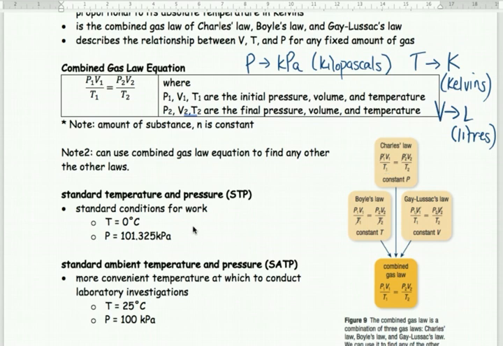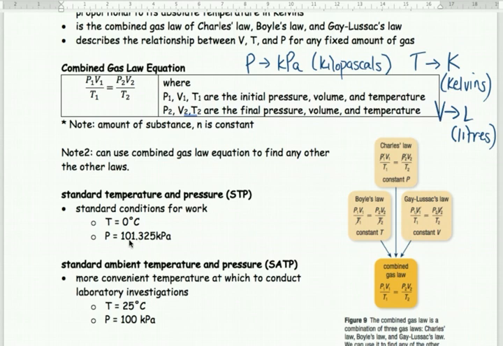All right, so there's other things that will keep popping up throughout this unit so you need to understand what they are. So there's STP and SATP, okay? So STP is standard temperature and pressure. So basically the temperature is 0 degrees Celsius, okay? Or again, you're going to change that to kelvins by adding 273. And pressure is 101.325 kilopascals.